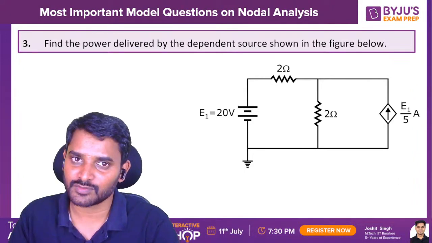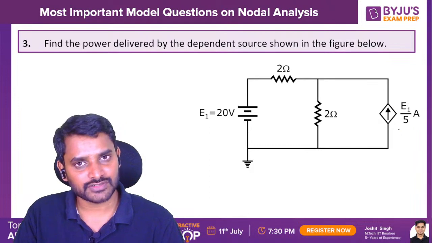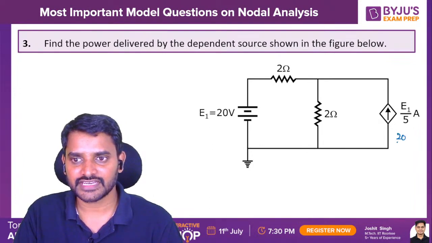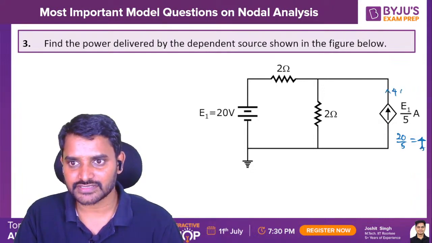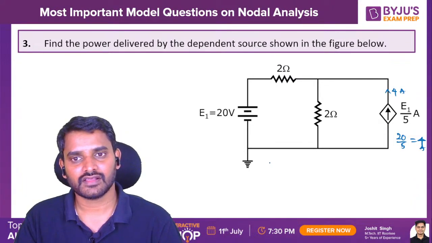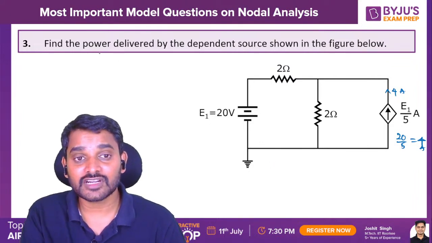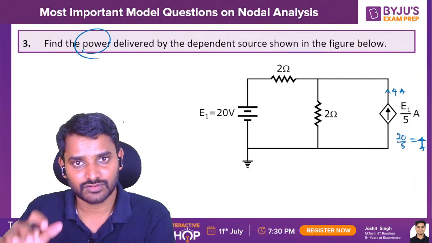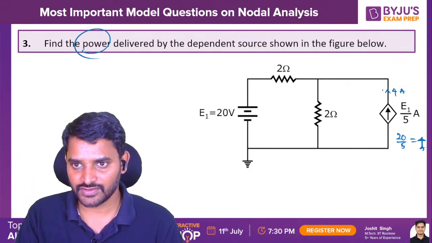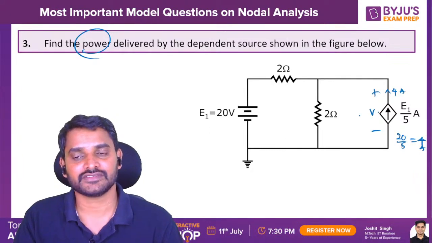I'll show you one more example also, so that you'll understand how to handle it. So let us substitute this E1 value, 20 by 5. So you'll get it as 4. That means this source is delivering 4 amperes. Right. What do we want? We want power. If you want power, we need to calculate the voltage across that branch. If you are able to calculate the voltage across that branch, that voltage into current will be the power.